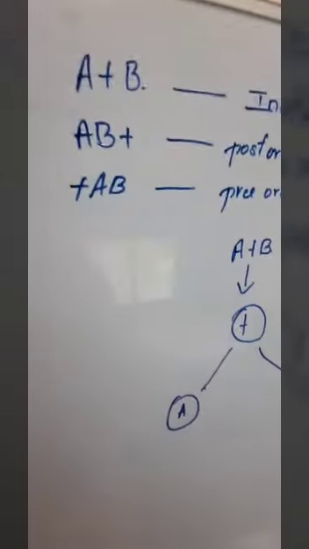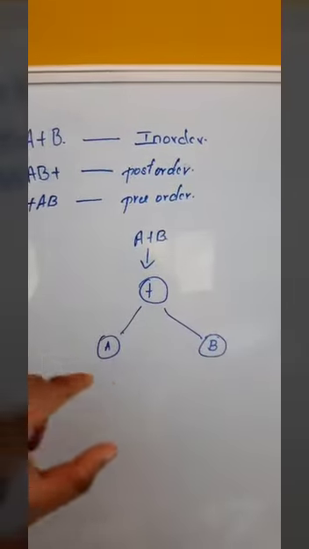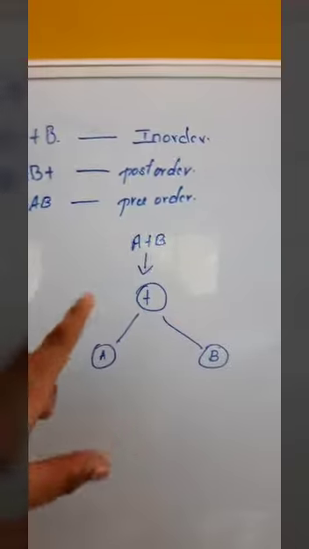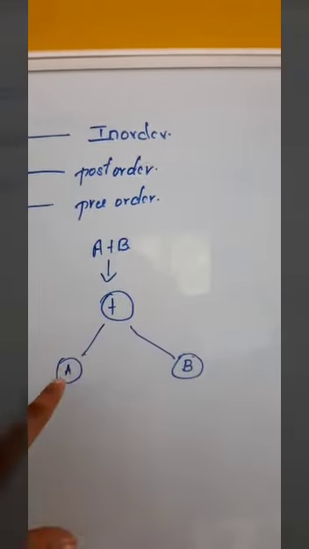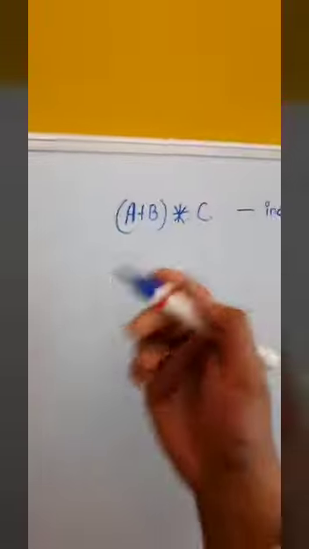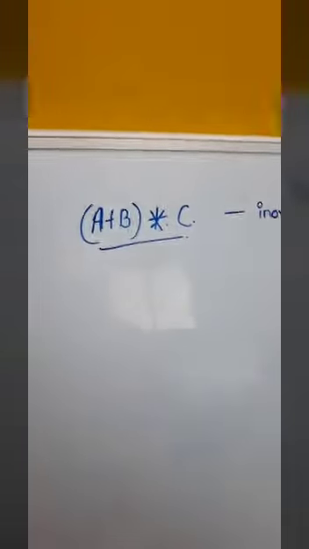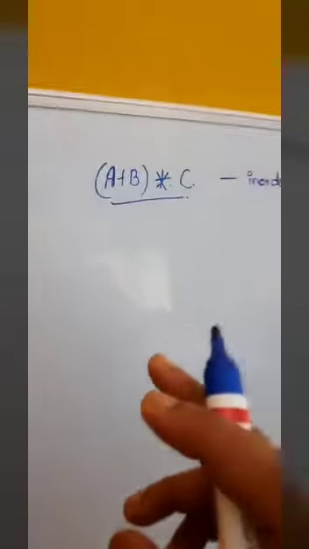So how are we going to find this post-order and pre-order? You can see over here, this is a binary tree that shows the expression A plus B, where plus is the root, A is the left node, and B is the right node. Now we have A plus B star C in the in-order format. We need to write this more complex expression as a tree, and then as post-order and pre-order. First we'll design the tree.